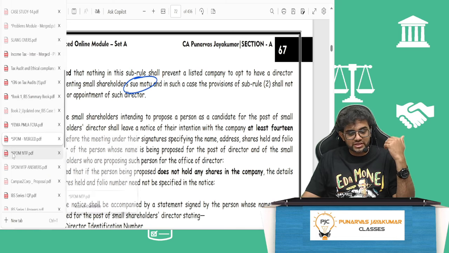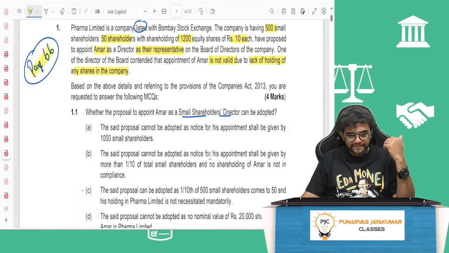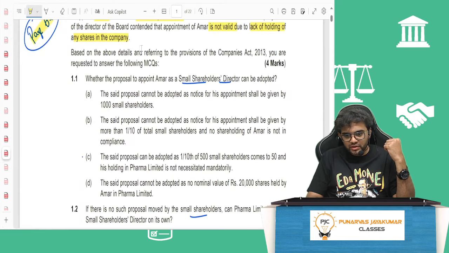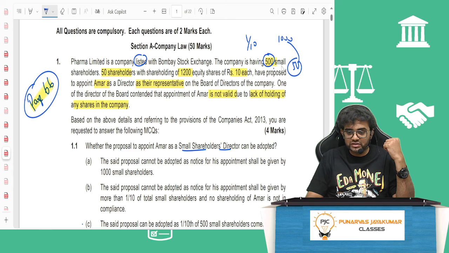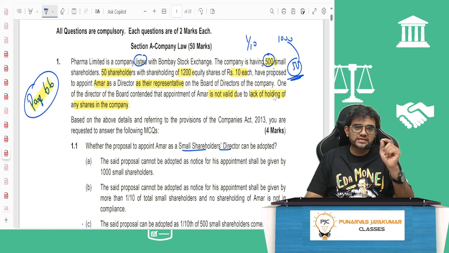So let's see the question here, guys. Whether the proposal to appoint a small shareholder director can be adopted. Why? Let's see. 500 small shareholders are there. What is the rule? 1/10 or 1,000, whichever is less. What is 1/10 of 500? 50. 50 or 1,000, whichever is less. So what is less? 50. If 50 people sign a notice and say, I want a small shareholder director, then they have to appoint a small shareholder director. That would be mandatory.